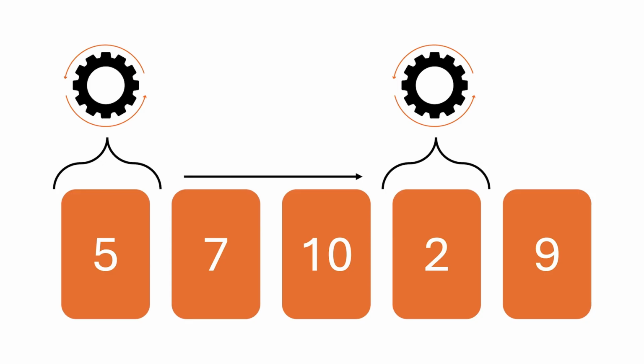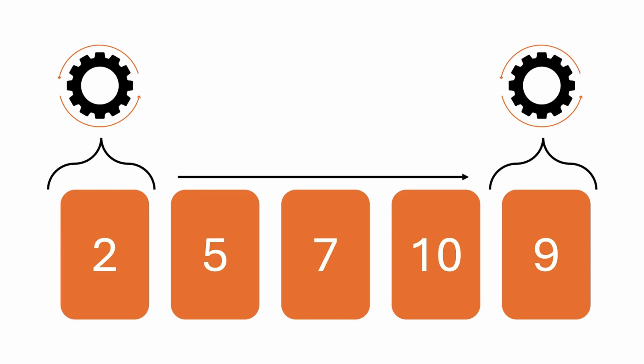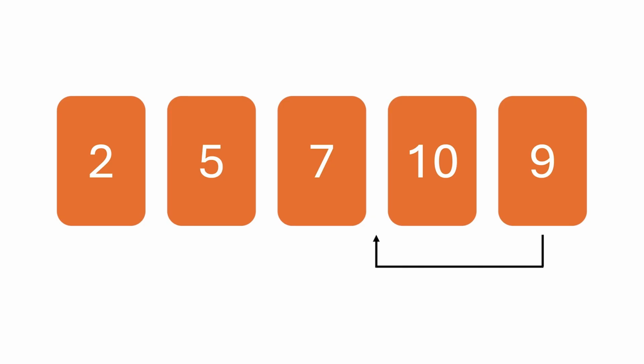Then it looks for the next smallest number and places it next in line. A selection sorting algorithm starts by picking out the card with the lowest value and moving it to the leftmost position. Then it looks for the next lowest card and places it right after the first one. The process continues until all the cards are arranged from lowest to highest value.